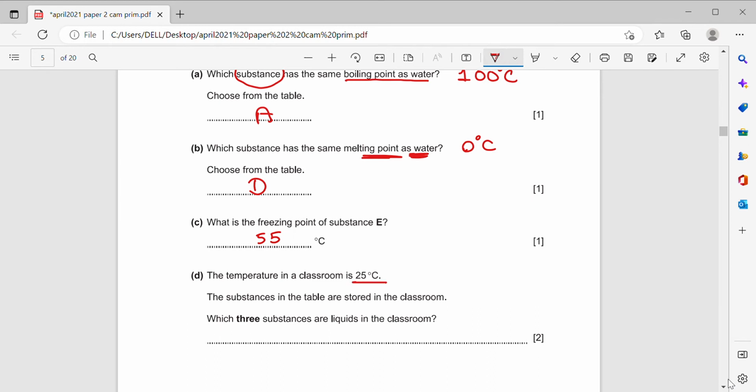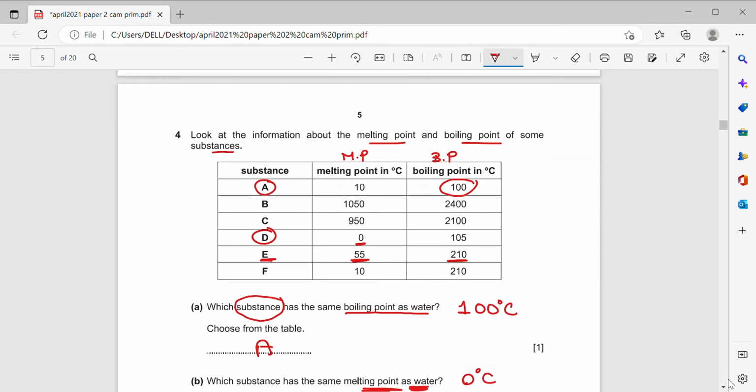The temperature in a classroom is 25. The substances in the table are stored in the classroom. Which 3 substances are liquids in the classroom? Let's go back to the table. We said the temperature is 25 degrees Celsius. I need 3 substances that are liquid at room temperature. Let's have a look.